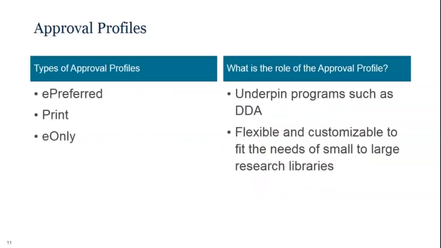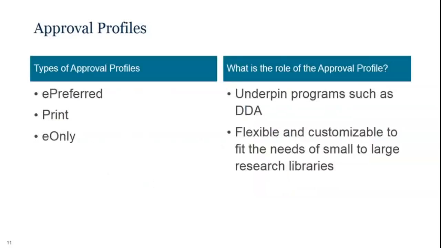There are 3 main types of approval profiles, which you've heard both of these ladies mention. We've got e-preferred, where if the e-book is available over the print, the library receives access to that e-book or gets a notification slip for that e-preferred title. There's print approval plans, and then there's e-only approval plans.